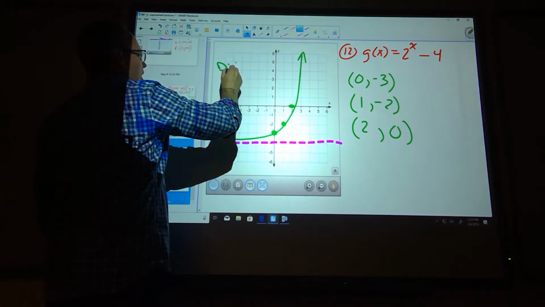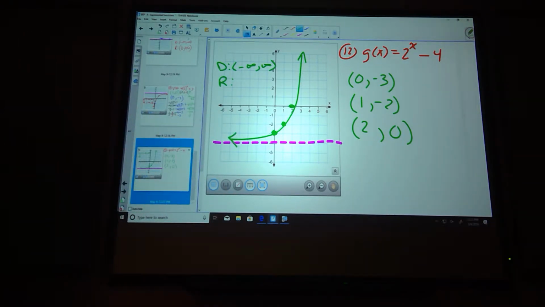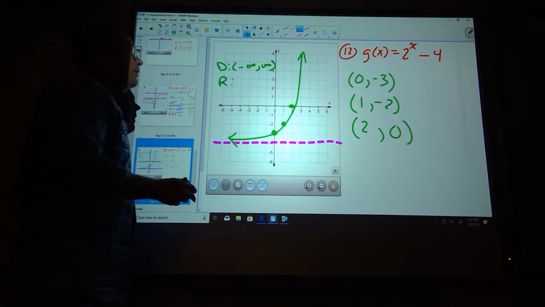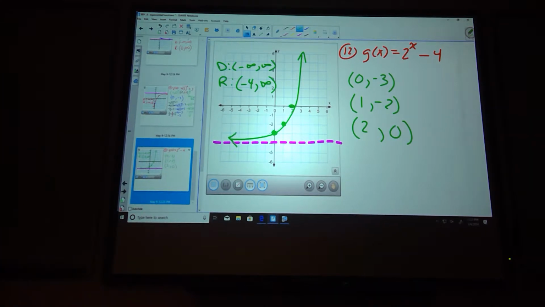Domain? Negative to positive infinity all day. Range? Negative 4 to positive infinity. Good. Will domain always be negative infinity to infinity? Or most likely for this? The domain on these, negative positive infinity all day long. So I'd say on the next time you take a quiz or on the final, if it's asked for the domain, negative positive infinity all day long. Okay. Don't go and try and change it. When you get to Algebra 2, we're going to goof it up for you, and I apologize.